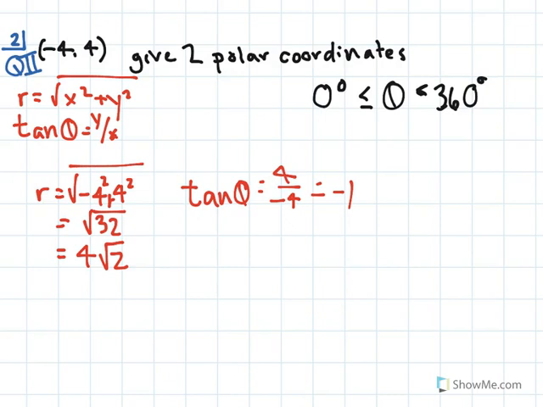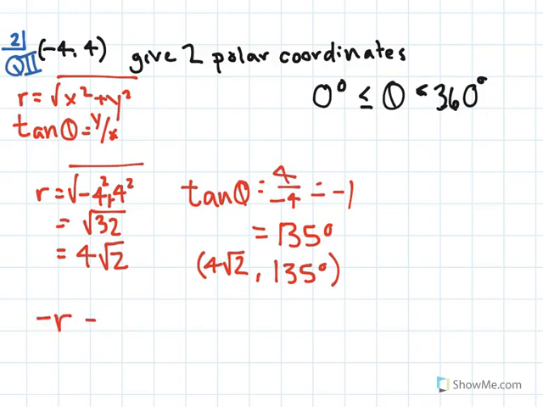So we need to find the value in quadrant 2 where tangent of theta is equal to -1. In quadrant 2, tangent of theta is equal to -1 at 135 degrees. So that's going to give us the polar coordinate (4 root 2, 135 degrees).